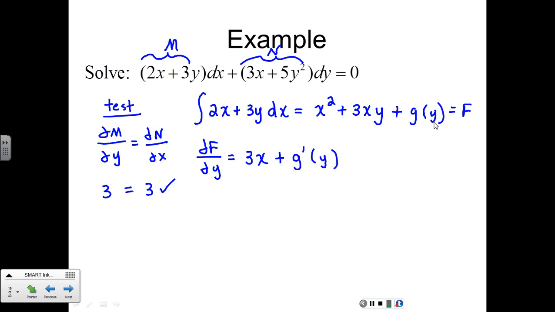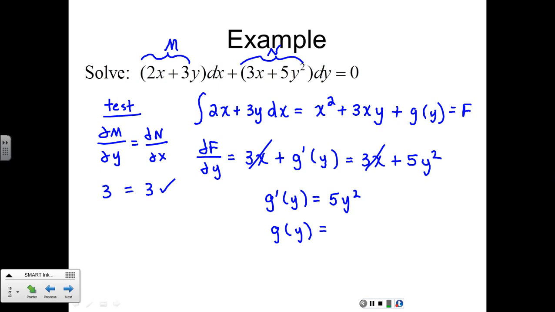Now I want you to compare that with what you got up here. This 3x plus 5y squared. So the 3x's were equal to each other. Cross those out. So we say that g prime of y is equal to 5y squared, guys. How can you go back to g of y? If I know that the derivative is 5y squared, how can we go backwards and find g of y?